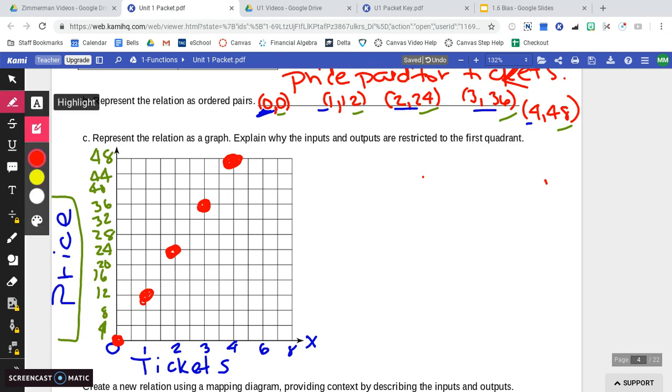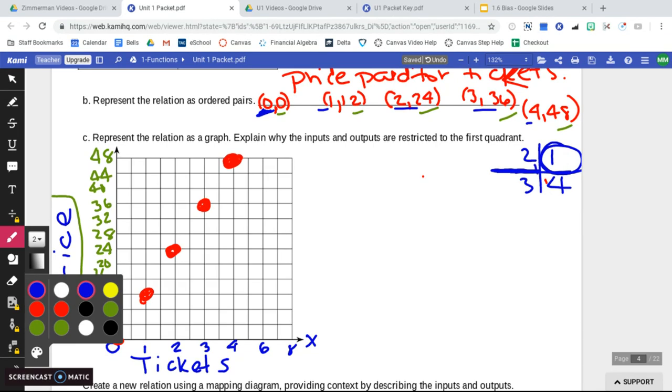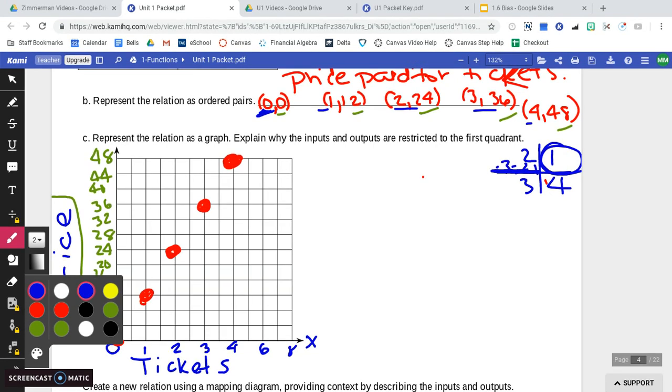So if you remember from pre-algebra, we have 4 quadrants on a graph. We have 1, 2, 3, and 4. So why are we stuck in the first quadrant in terms of the context for this problem? Well, tickets are all of the positive x values if we're in the first quadrant, and price is all of the positive monetary values in the first quadrant. If we tried to go to quadrant 2, we would have negative tickets because we would have -1 on the x-axis all the way out to -10 if we wanted. But you can't have a negative amount of tickets, so this quadrant doesn't make sense.